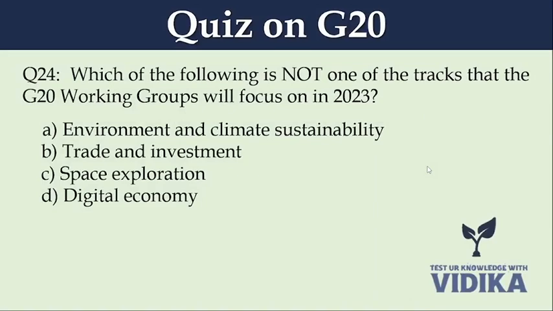Which of the following is not one of the tracks that the G20 working groups will focus on in 2023? Option A, environment and climate sustainability. Option B, trade and investment. Option C, space exploration. Option D, digital economy.